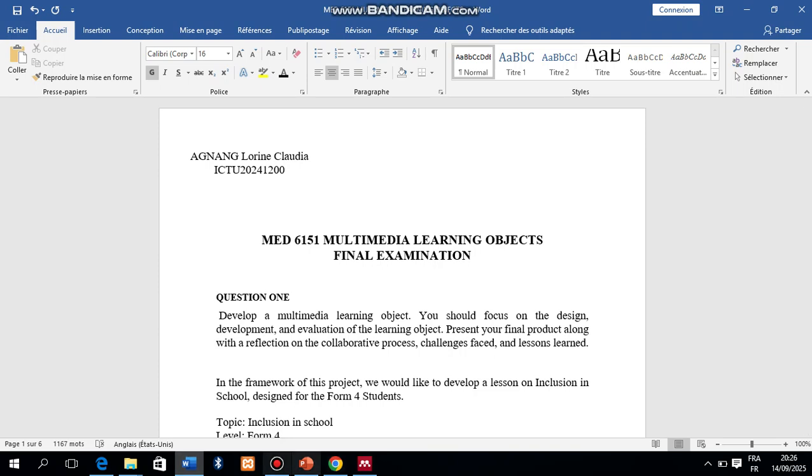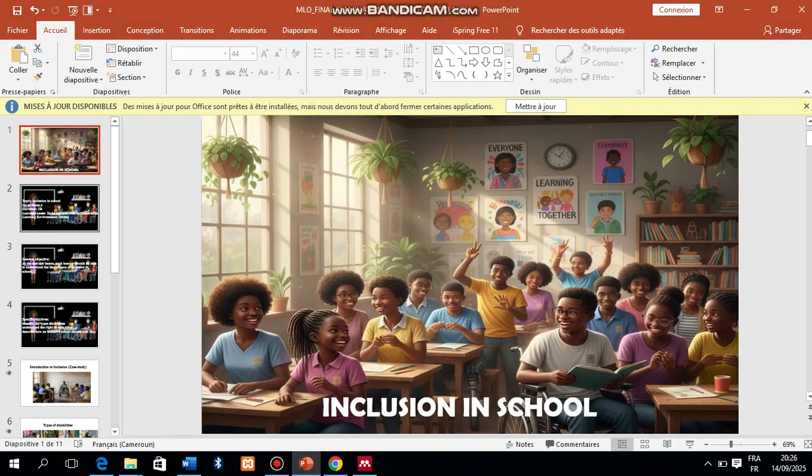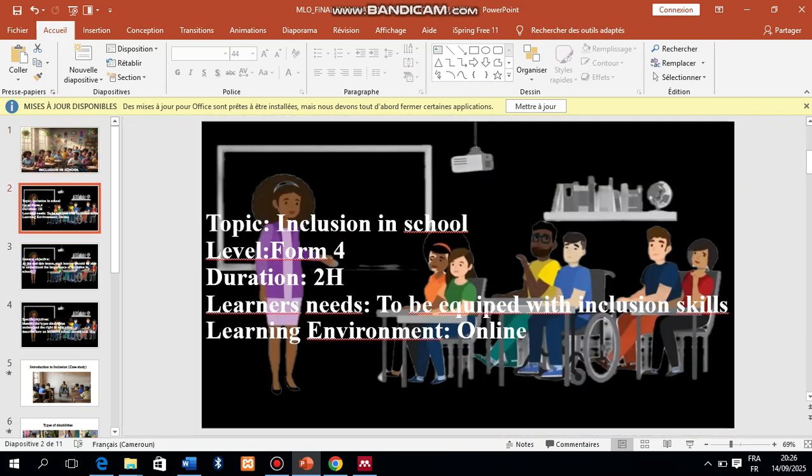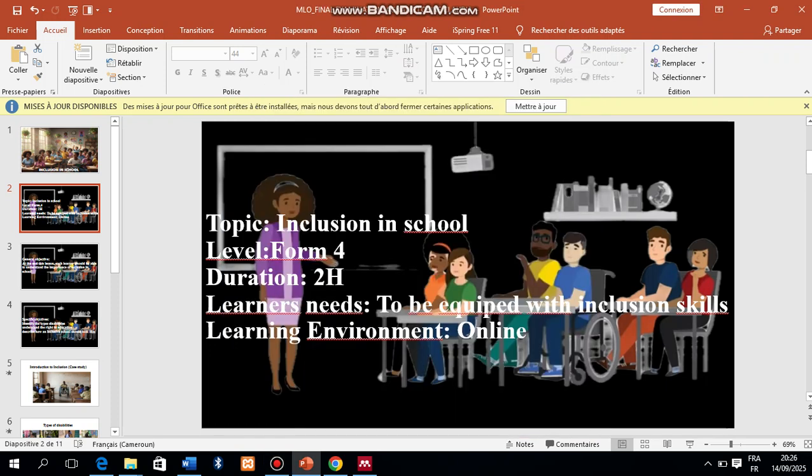Here is the course we have prepared: Inclusion in School. Here are the characteristics of the course. The course is Inclusion in School, designed for the Form 4 students. Duration: 2 hours. Here are the learning needs: to be equipped with inclusion skills. The learning environment is online.